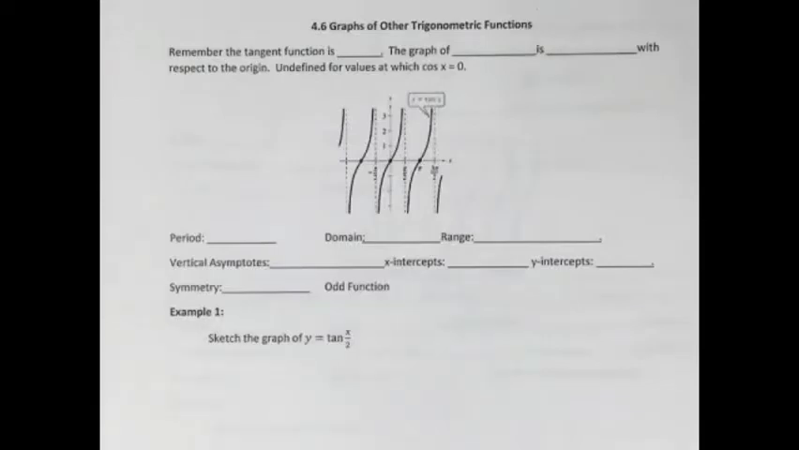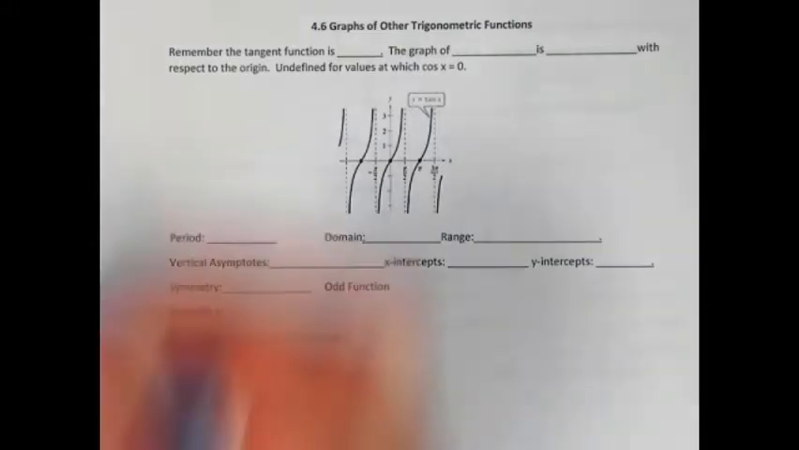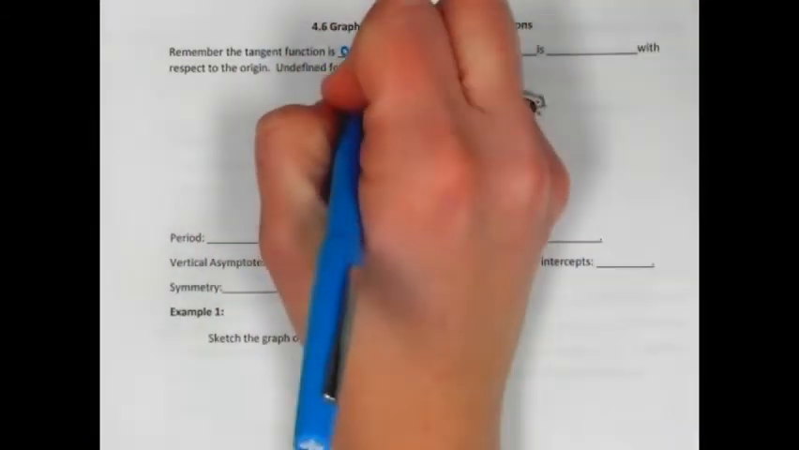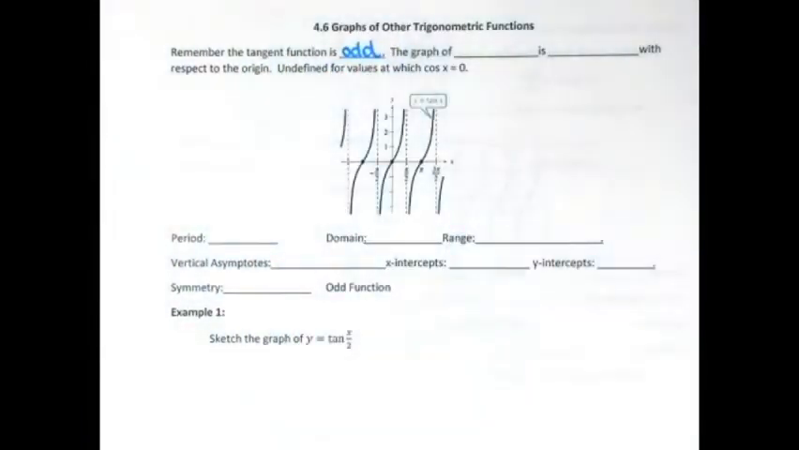So let's start with our trig functions, okay? Do you guys remember, is a tangent function even or odd? It is odd. And what does odd mean again? Odd means if I plug in negative x, I will always get its opposite, right? Odd means you will always get that opposite.